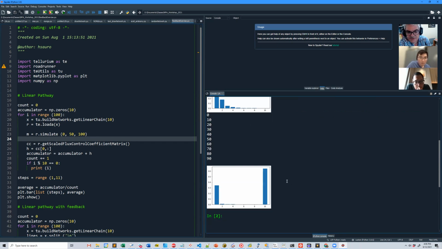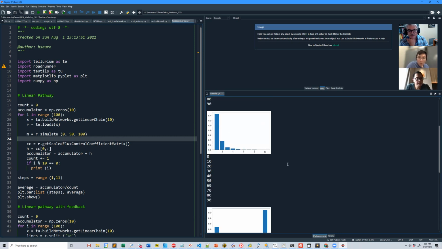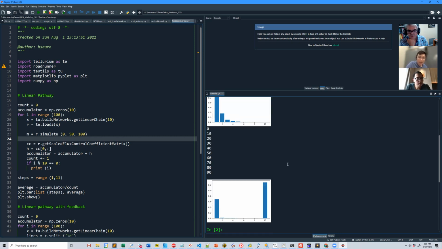This is what happens if you now add negative feedback from the last step to the first step. Basically, there's hardly any sensitivity in the middle, and it's all concentrated mainly on the last step and some on the first step. So why is there so much in the last step? It's actually quite easy to understand that. This one is easier to understand than the top one.